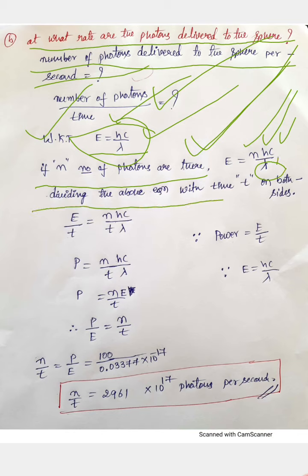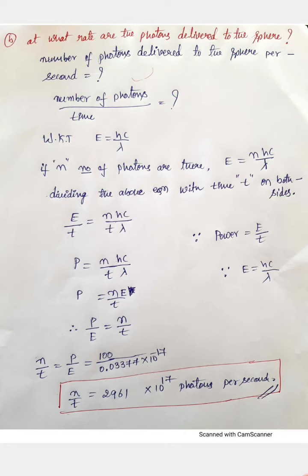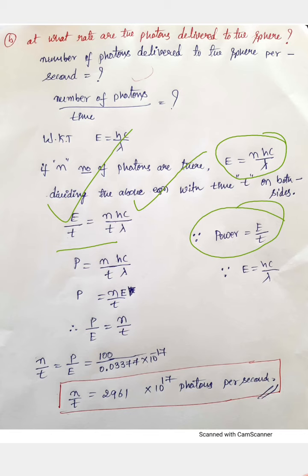Now divide the above equation by time on both sides. The equation E is equal to nhc by lambda, divide this with t, with time, on both sides. What you will get? E by t is equal to nhc divided by lambda t. T is nothing but time. We know the power definition: it is the rate of doing work. Here work is nothing but energy, so power is equal to energy by time.